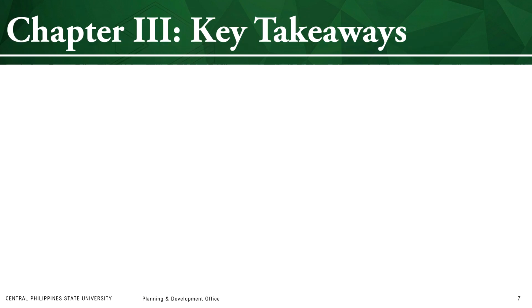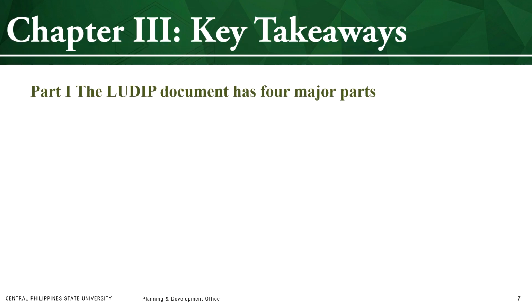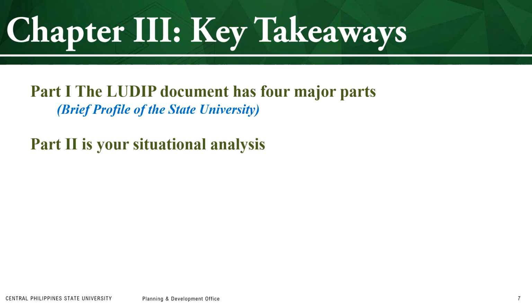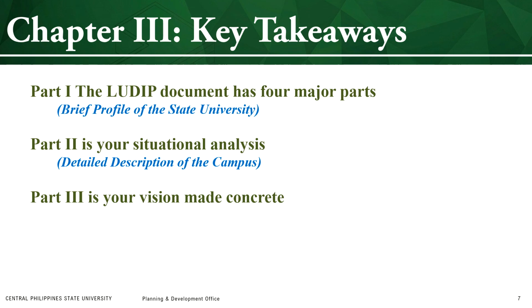Here are your key takeaways from Chapter 3. 1. The LUDIP document has 4 major parts: brief profile, detailed description, the plan itself, and annexes. Each part has a distinct purpose and a specific set of required content. 2. Part 2 is your situational analysis, an honest, data-driven picture of your campus as it is today, including its constraints, risks, and opportunities. And 3. Part 3 is your vision made concrete, land use allocations, infrastructure programs, investment plans, and a phased implementation schedule, all grounded in your VMGO and aligned with your LGU.